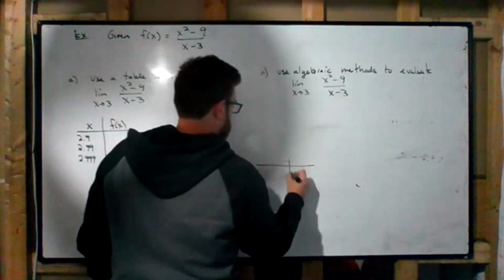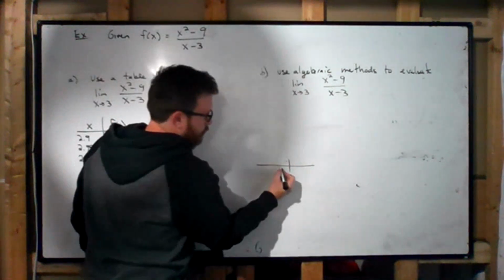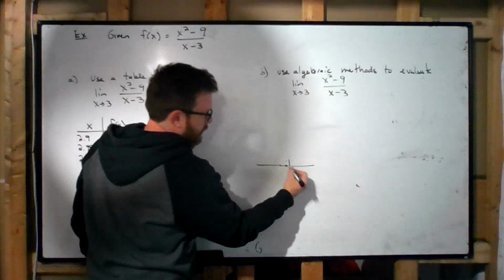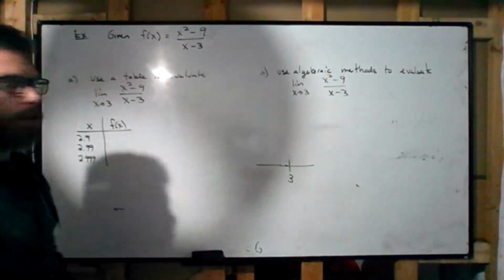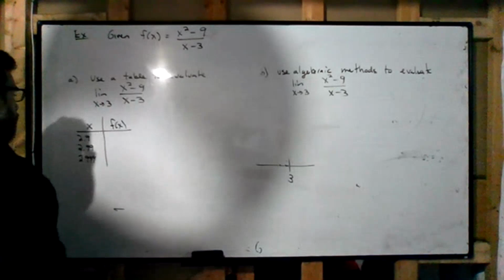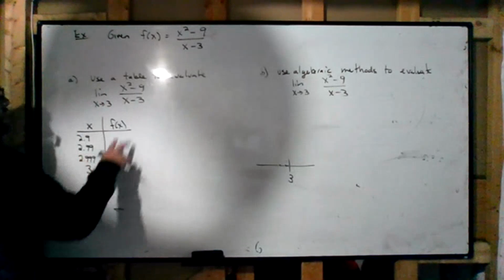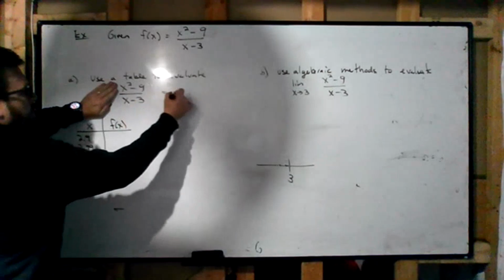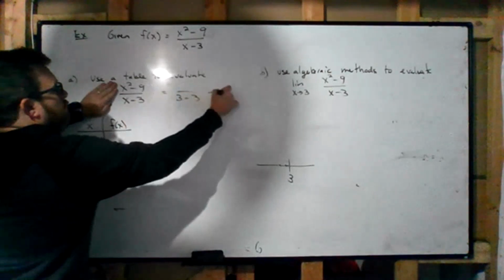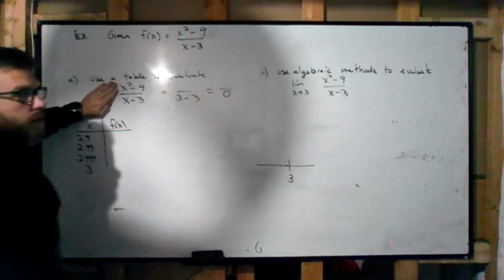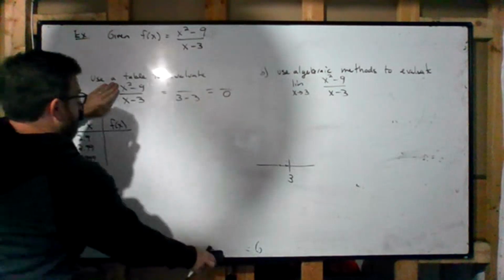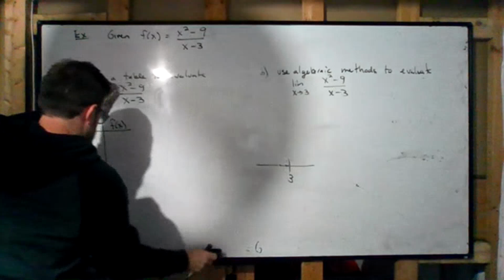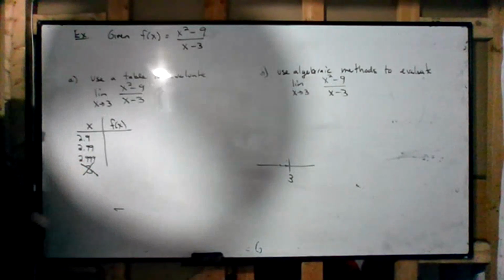So if I have an x-axis, there's my 3. 2.9 might be here, 2.99 might be there, 2.999 might be there. You can see that I'm getting closer and closer to 3. Now I know I can't plug in 3. If I try to plug in 3 into this expression, 3 minus 3, I'd have something over 0, wouldn't I? Which is undefined. So I can't just evaluate this function at 3. That's not going to work.